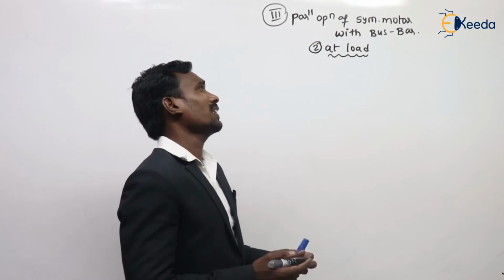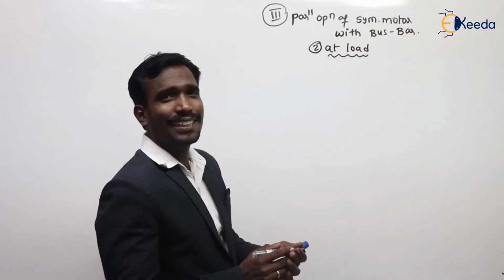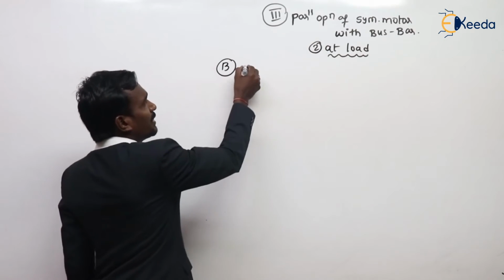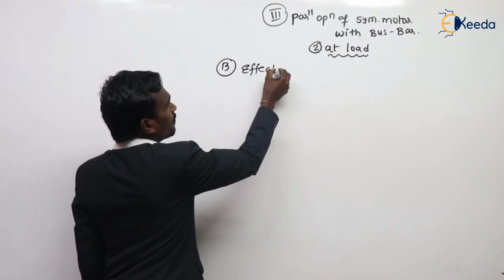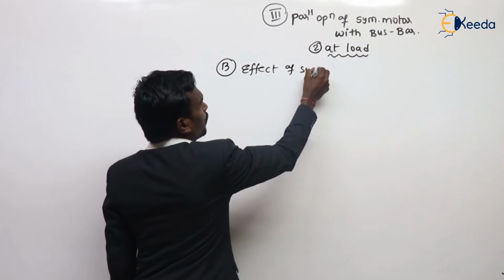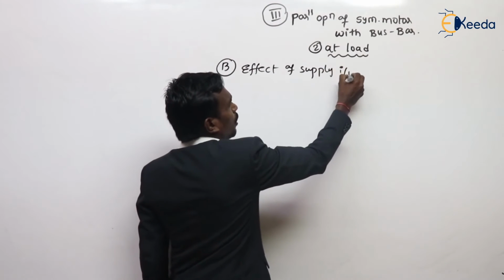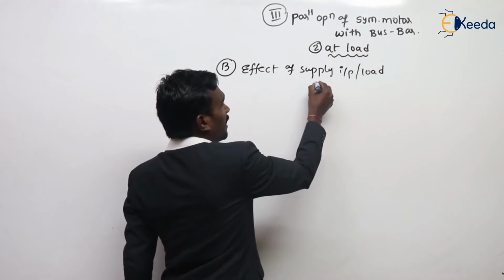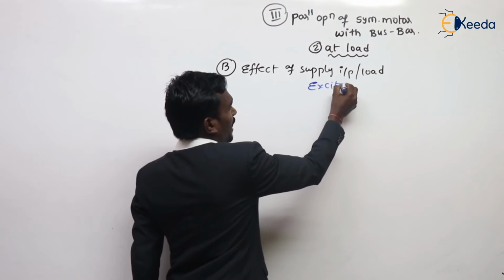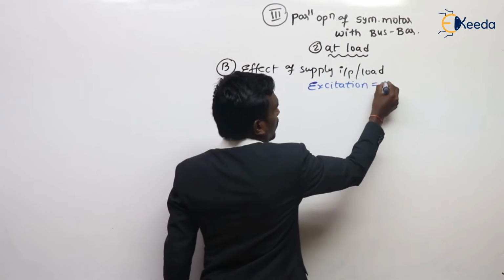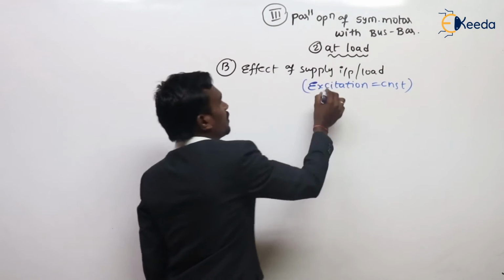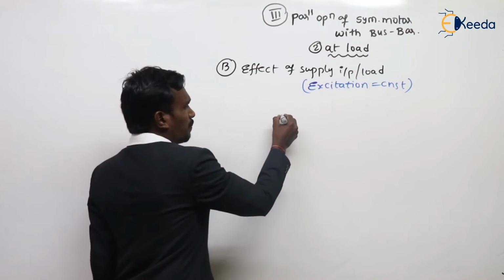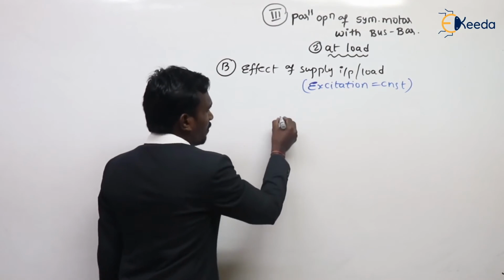Next, parallel operation of synchronous motor with bus bar at loaded condition, and what is the next part here? The effect of supply input or load when the excitation is constant. This is important. We have to discuss this now. Here also it is the same. For example, this is the EMF E.